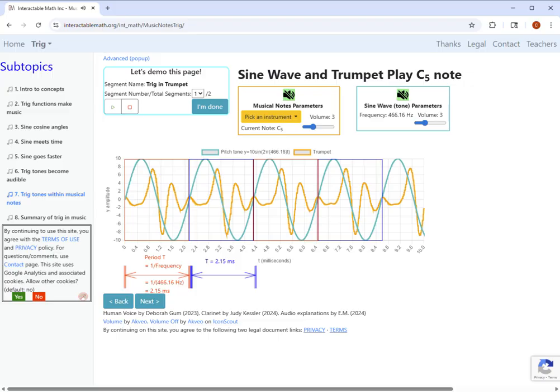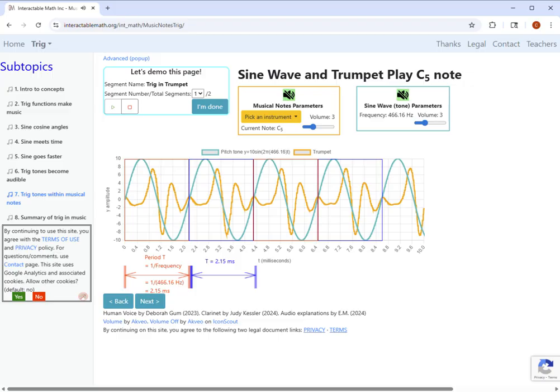Notice that the waveform of the trumpet is highly repetitive and it repeats in the same way the perfect pitch sine wave repeats. This is shown below the graphs with the red and blue boxes, which mark the period of the sine wave at 466.16 Hz, which is the same period as the instrument, or 2.15 milliseconds. The similarity of the trumpet note to the sine wave is what is used to tune the trumpet.